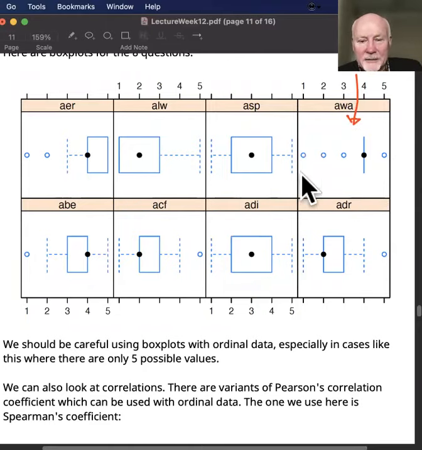Now, some of the others here, so you've got a couple there, ASP and ADI, they're just sort of totally boring vanilla box plots. But then you've got some here that are missing a quartile, so ACF and then Q1 there is the same as the median, and then with AB, Q3 is the same as the median. A couple of outliers here on AER. So it just gives you a bit of an idea of what's going on with a question.